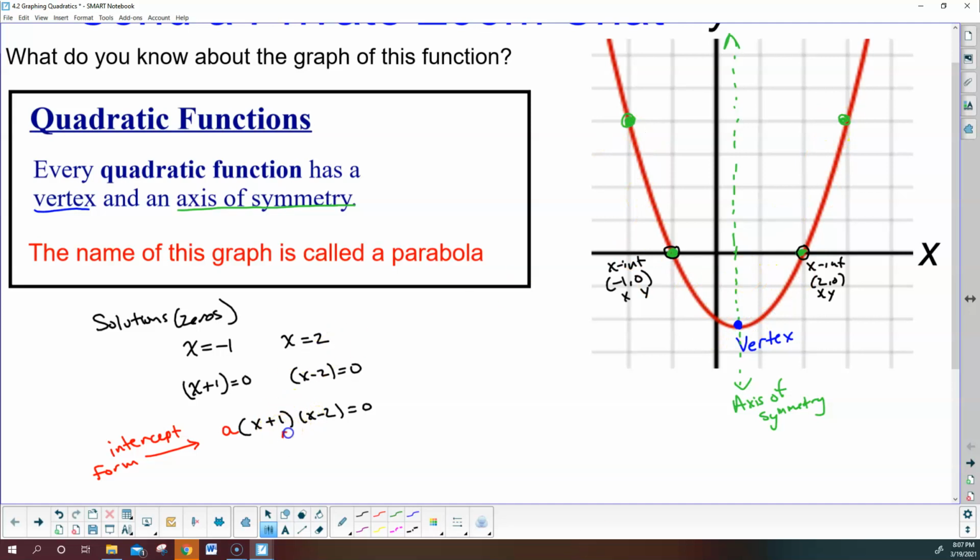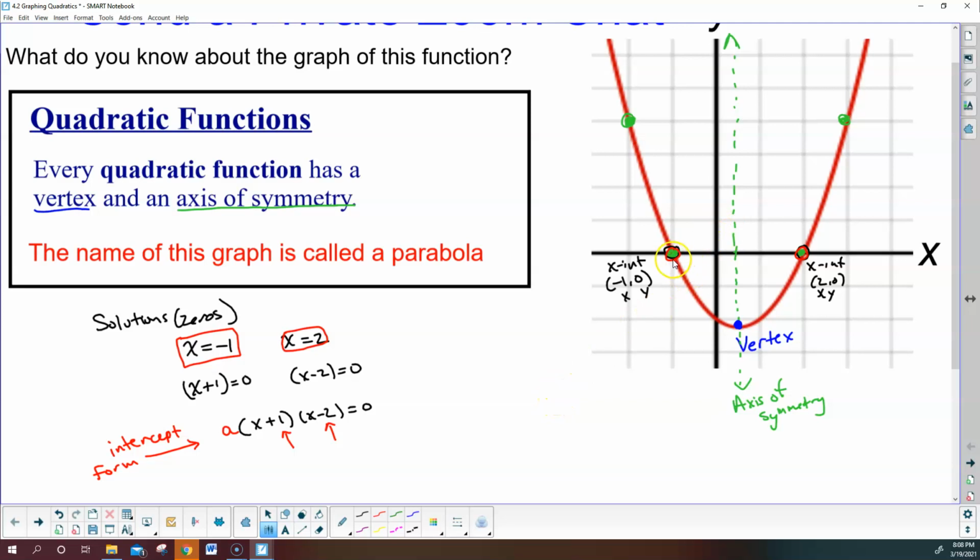Now notice where the value 1 and -2 came from. They came from the solutions of x equals -1. So see how that's the opposite value? And then here, x minus 2, the opposite of -2 is +2. So the solutions are present in the factored form of the quadratic, and that means we can automatically plot those down as points on the graph.